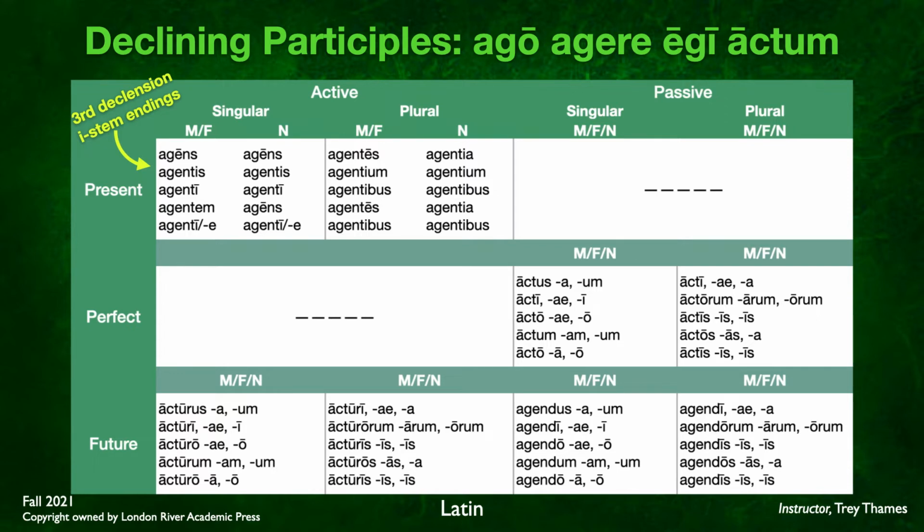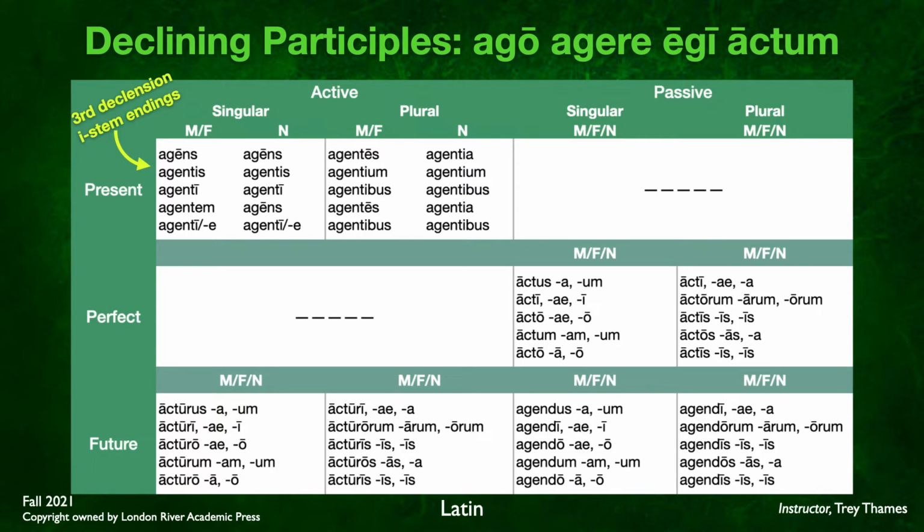Now, the future active participle is going to be basically the same thing as that perfect passive, but we're going to stick a UR at the end of the stem. So we end up with acturus, acturi, I-I, acturo, I-O, acturum, acturo, A-O, and of course the plural endings that you should know at this point. So that's your future active participles.